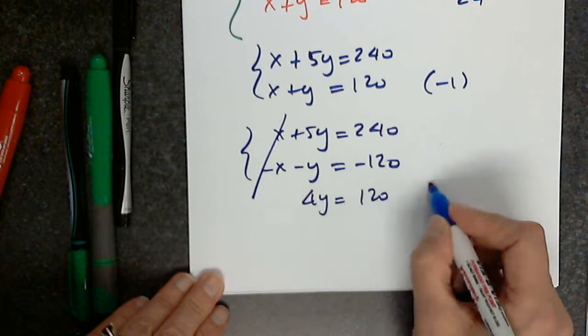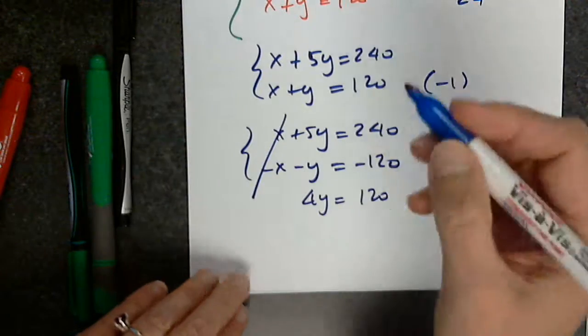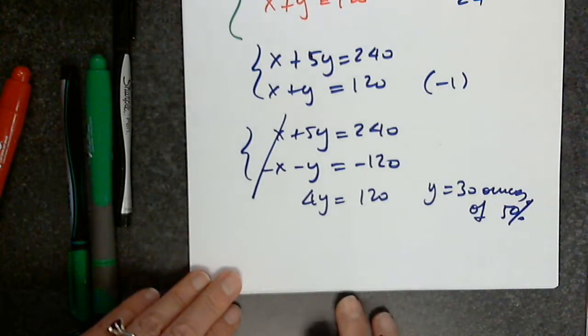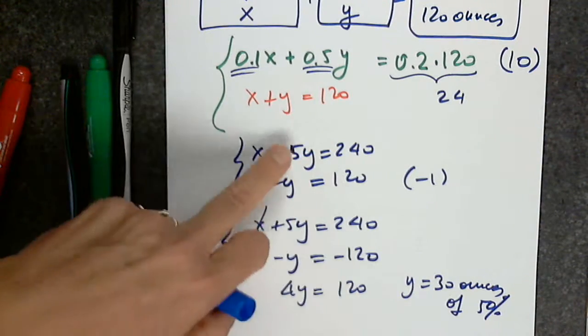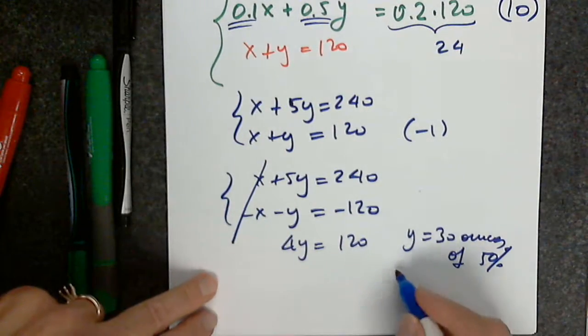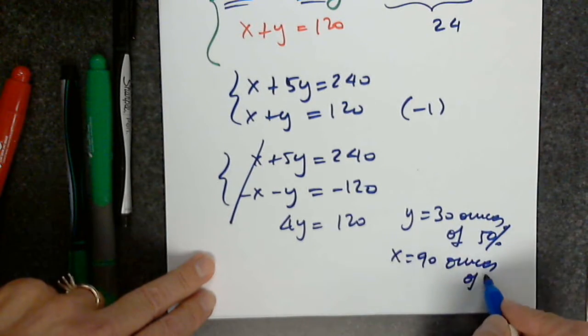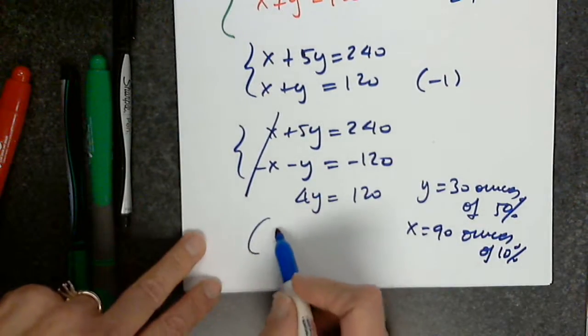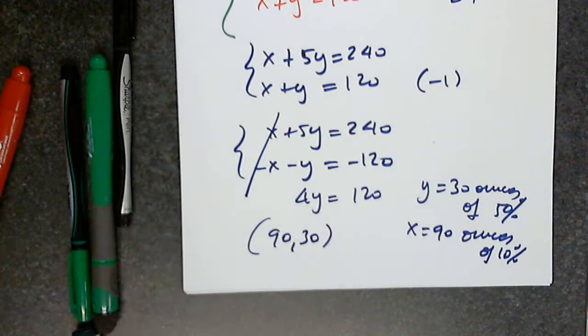4y equals 120, so y equals 30 ounces of solution 50%. And since the total is 120, then x must be 90 ounces of 10%. So the solution appears to be 90, 30. Does it work? Yes.